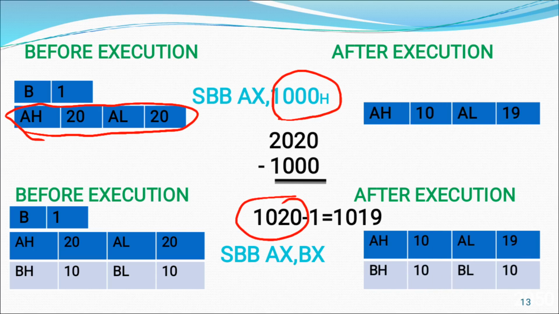Since it is an SBB instruction, we are going to subtract with borrow. So consider the borrow as 1. So 1020 minus 1 will be 1019. It will be stored in the AX register.